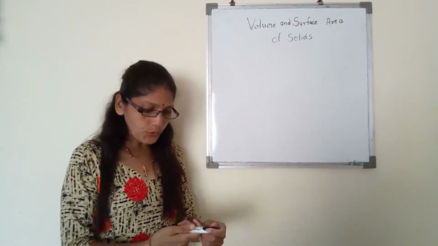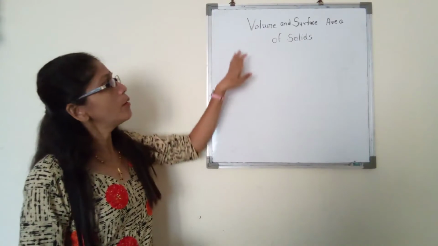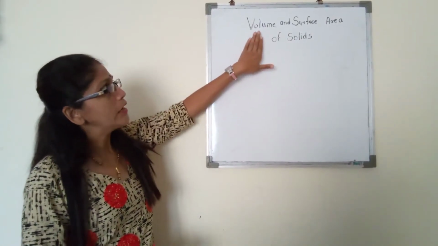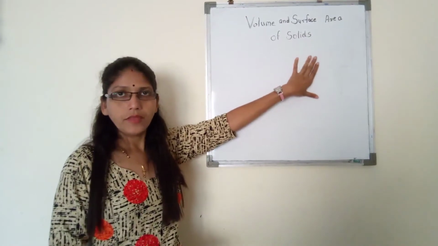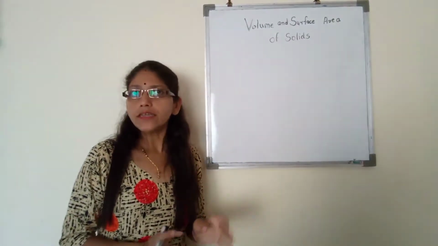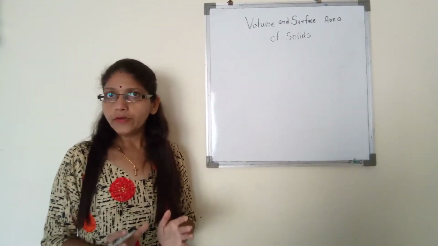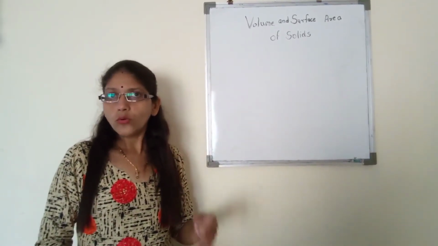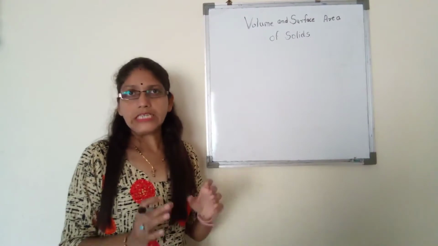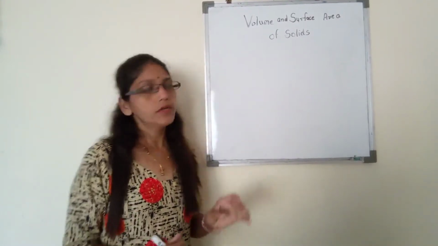Hi everyone. Today we are going to learn about the formulas of volume and the surface area of solids. We have many solids around us like cube, cuboid, pyramids, spheres. So we will first see about the cube.